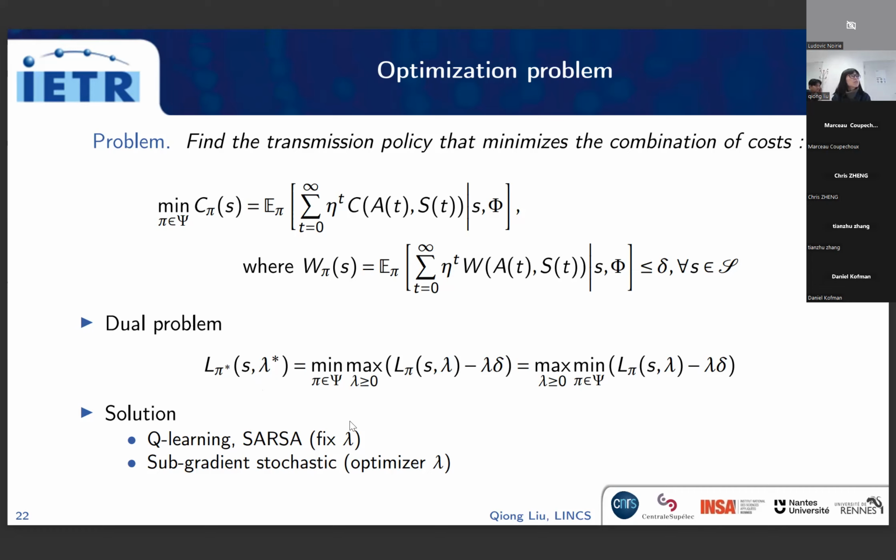For a fixed Lagrange multiplier, we use the reinforcement learning algorithms Q-learning and SARSA. To optimize lambda, we use a sub-gradient stochastic algorithm here.